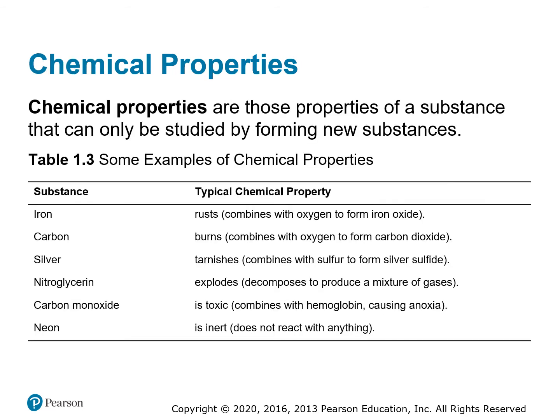Chemical properties, on the other hand, change the chemical composition of a substance. So it becomes something else after undergoing a chemical change. So chemical properties are those properties of the substance that can only be studied by forming a new substance. It changes into something else.